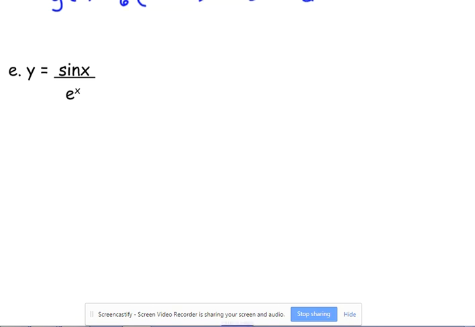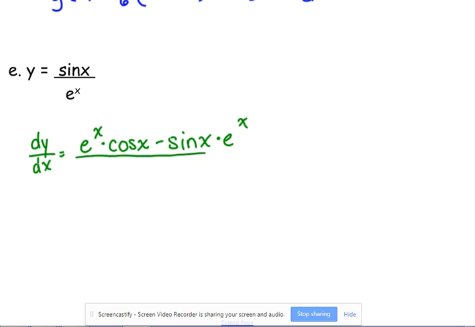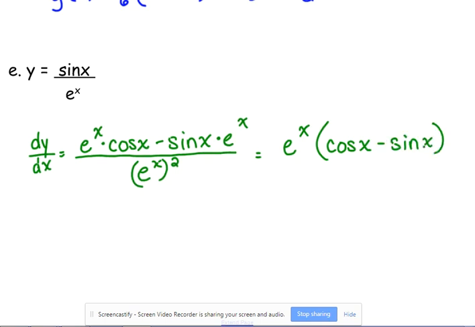I just wanted to mix our trig rule with our exponential. So let's do this. dy over dx is equal to low d high minus high times the derivative of the bottom, all over the bottom squared. What can we take out of the top there? They both have e to the x.